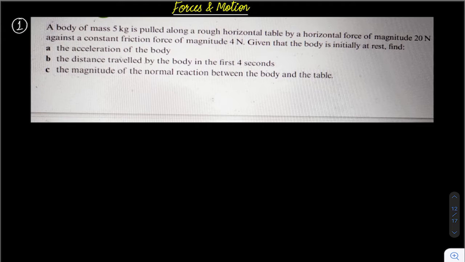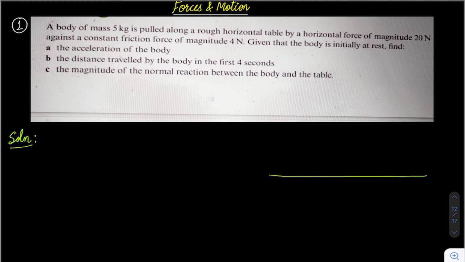Okay. So first thing that you will do in every mechanics question is, first you will draw a rough diagram if possible. So let's draw a rough diagram. Let's say this is our horizontal table surface, and this is our body of mass 5 kg. So what are the forces acting on the body? First, a horizontal force is there. Let's take it in the right direction, because it's not given. You can take any direction, it doesn't matter. So let's say this is 20 newtons.